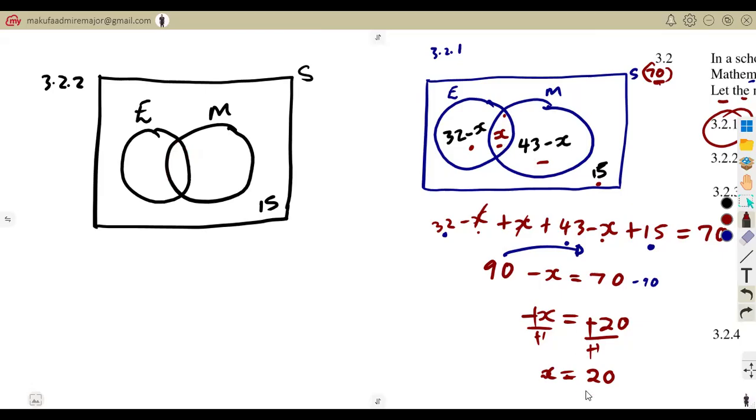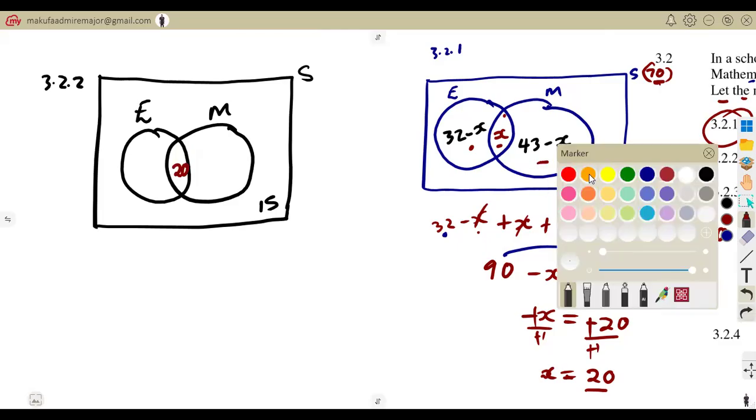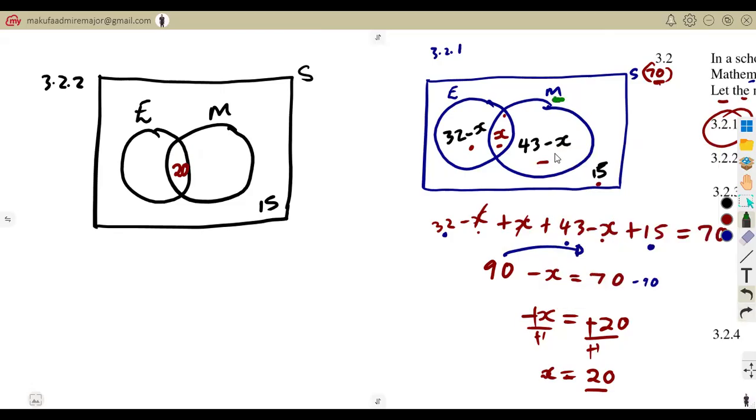Both X, we have it, which is 20. So you're going to put the 20. So it's going to affect here 43 minus X, because that is for mathematics only. So if you put your X here, which is 20, it means we've got 43 minus 20. That is the idea of the question. And that was going to give us what? 23.